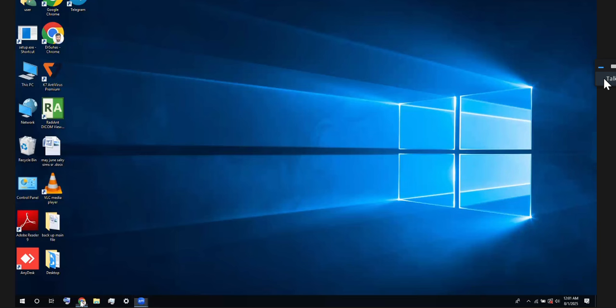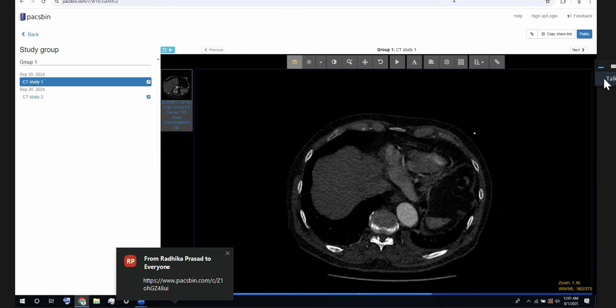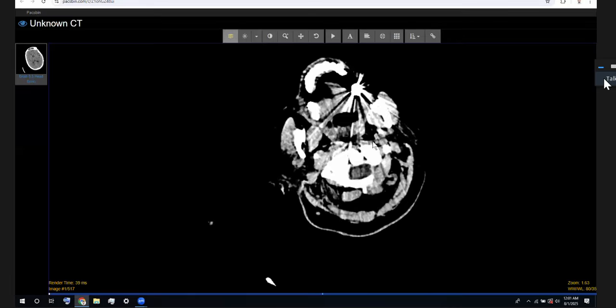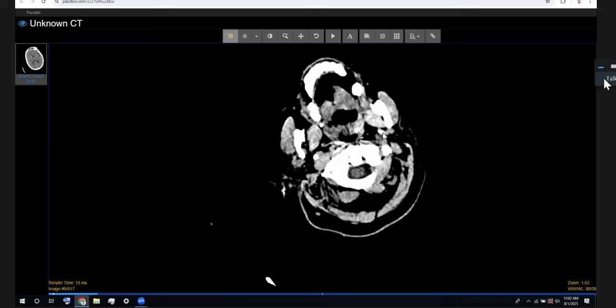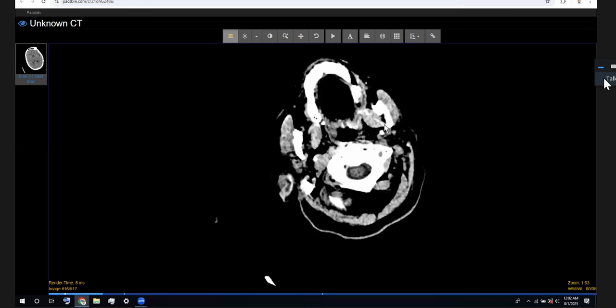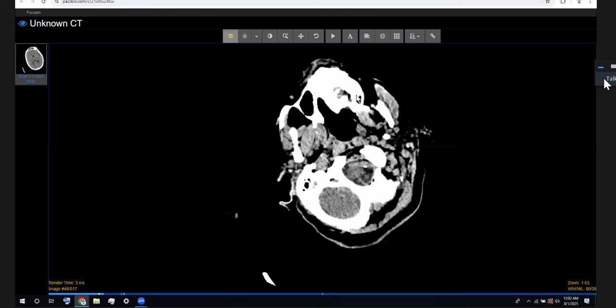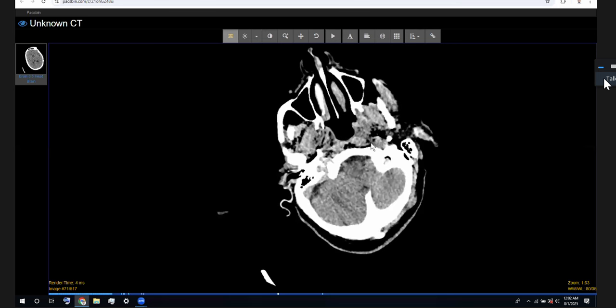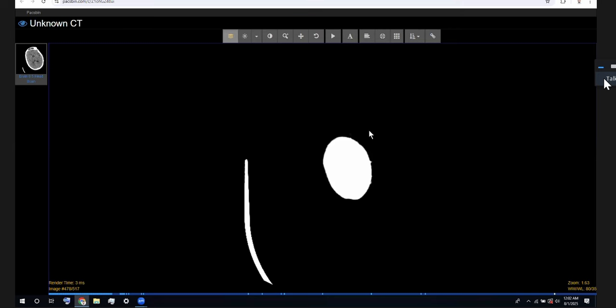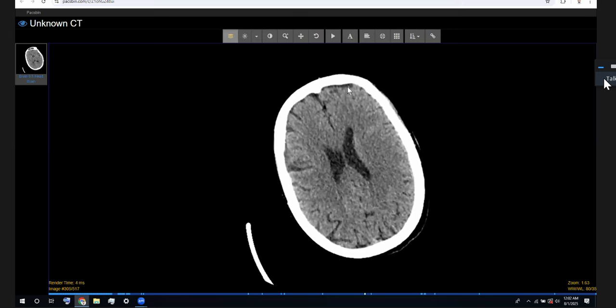Where are we? There you go. So I want you to have a look at this case yourself, and then you can tell me how the patient presented. Okay. Just loading a little.